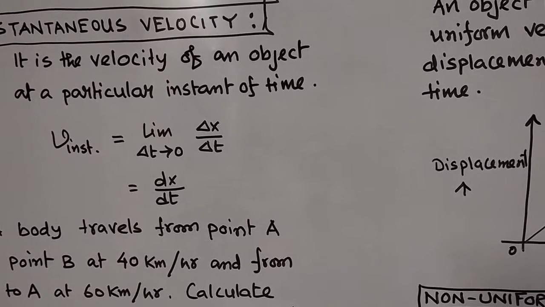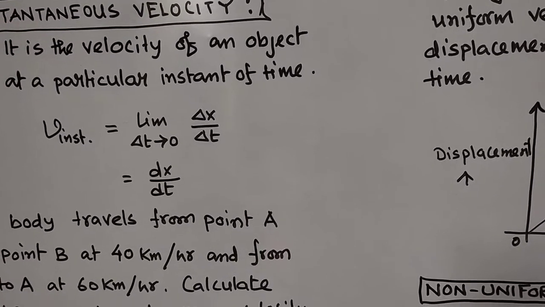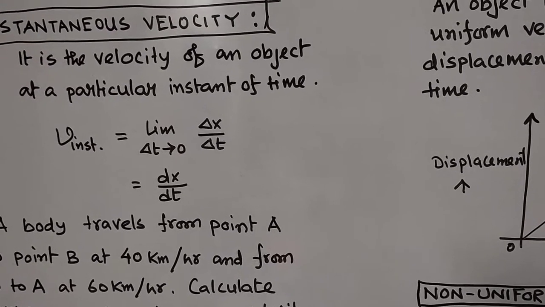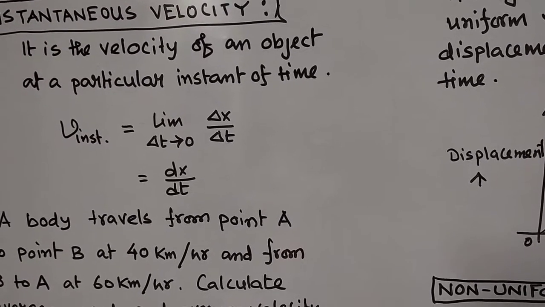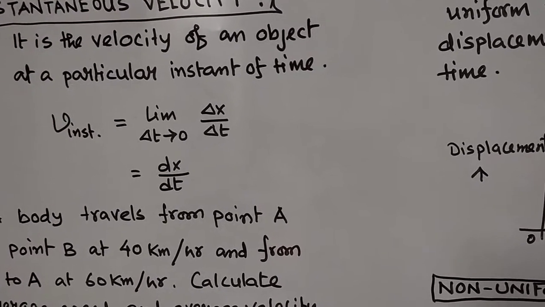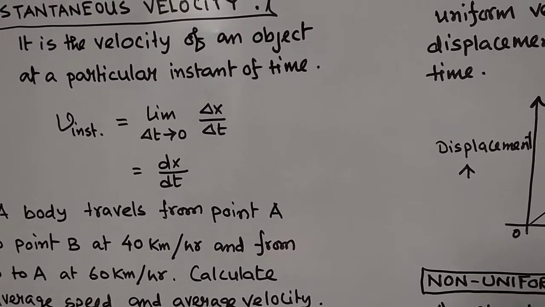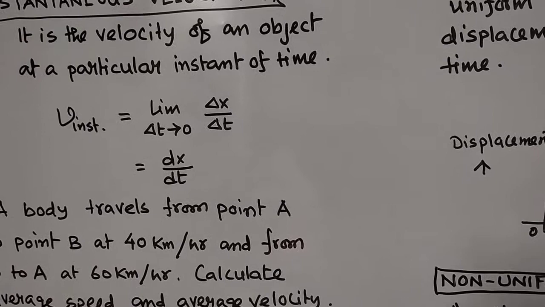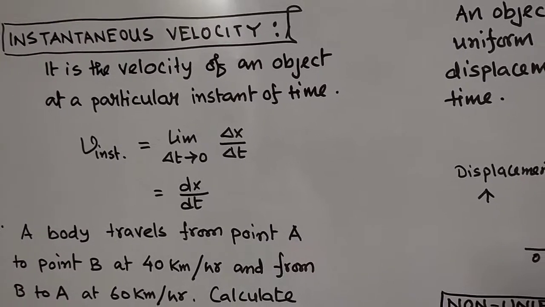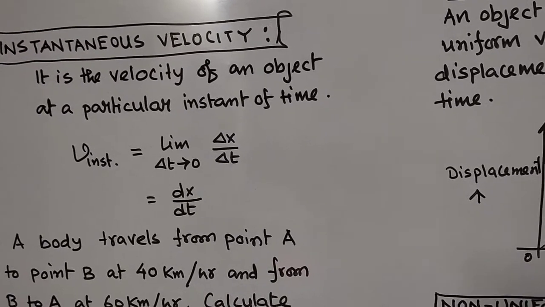So if the difference in time equals 0, it means both the times are identical. But if delta t tends to 0, it means both the times are not identical. And if both the times are identical, then delta x also goes to 0, because there is no change in displacement. But as we are considering delta t tends to 0, we can assume that it is almost the velocity at a particular instant, and in that case delta x cannot be 0.